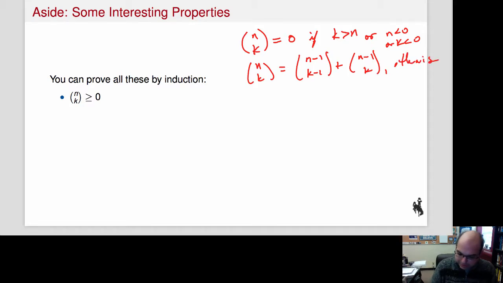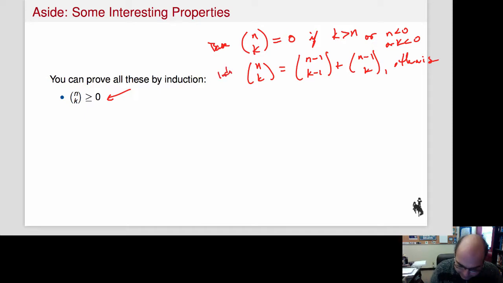So this is a recursive definition, which means we can use induction to prove things about it. So here's one thing I want to prove: n choose k is always greater than or equal to 0. Here's our base case. If any of those happens, then we're going to say n choose k is equal to 0, so yes, absolutely, it's greater than or equal to 0.